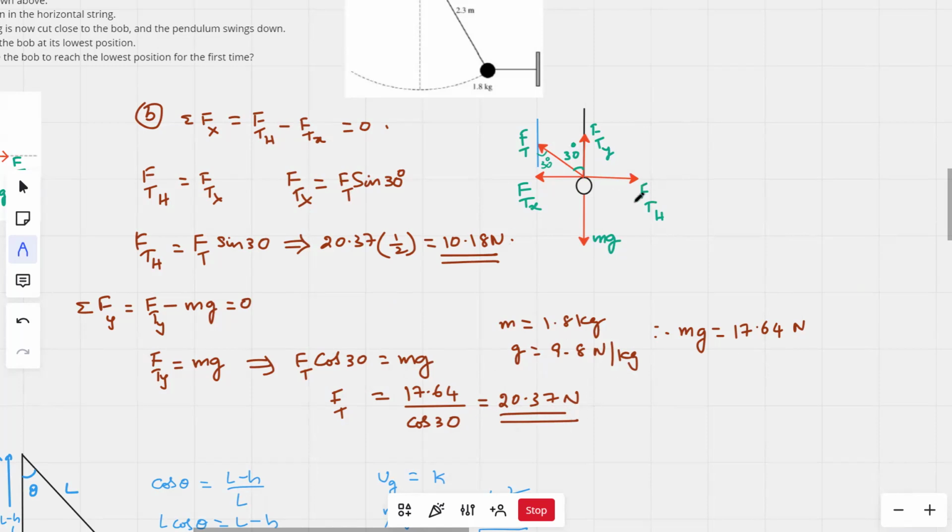Now, to find out FTh, we go to the x component forces. Therefore, sigma Fx is equal to FTh minus FTx is equal to 0. So this is the right side and this is the left side, and the right side is taken as positive, the left side is taken as negative. Therefore, FTh minus FTx is equal to 0, or FTh is equal to FT sine 30, which is 10.18 newtons. FT we already found out, and substituting that value here, and sine 30 is equal to half, we get the answer. That is one thing.